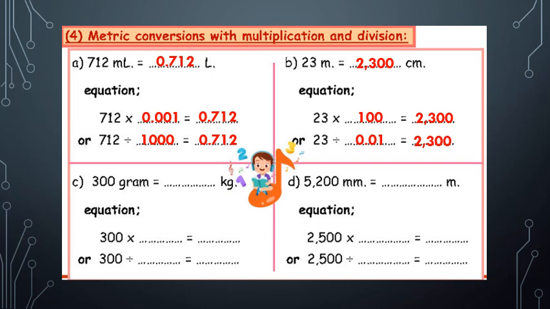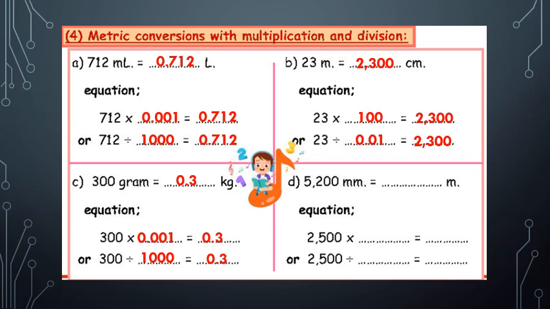C. 300 grams equals what? Kilograms. From gram up to kilogram, the bigger unit, we divide. So 300 divided by 1000 is equal to 300 multiplied by 1/1000. Divided by 1000, the point in front of the ones moves to the left 3 spaces. That means the answer will be 3/10. The 0 on the far right doesn't have any value. The same answer, 300 times 1/1000, equals 3/10. So 300 grams equals 3/10 kilogram.